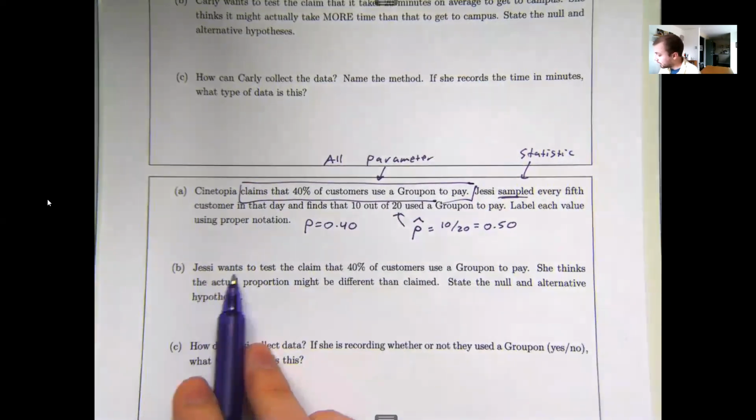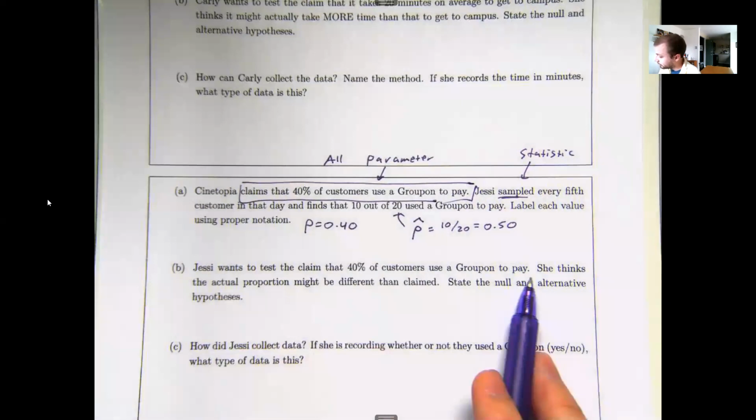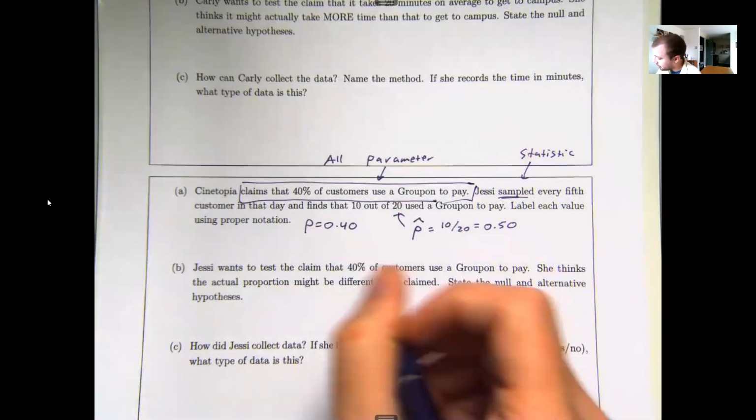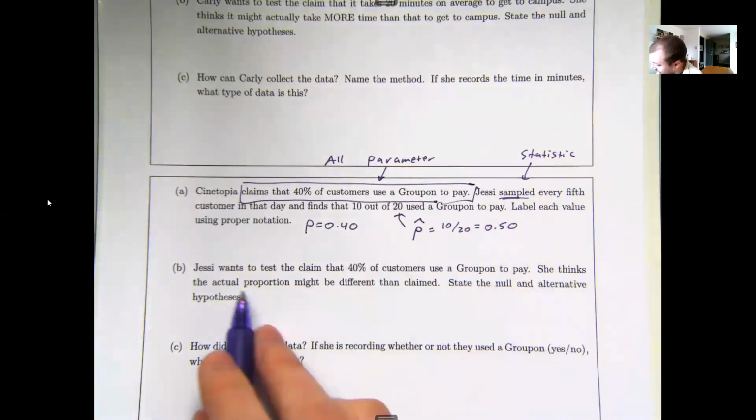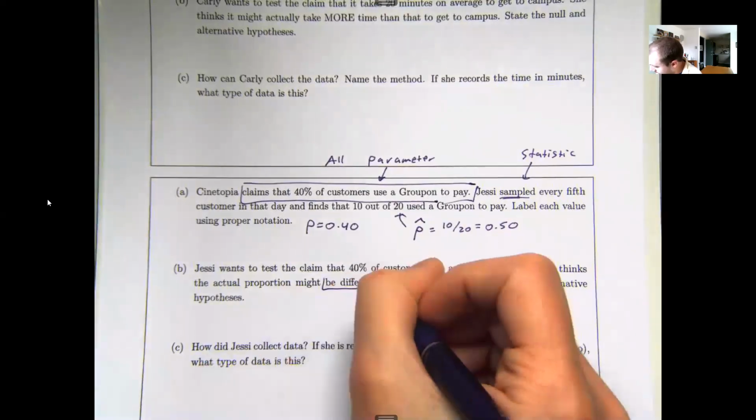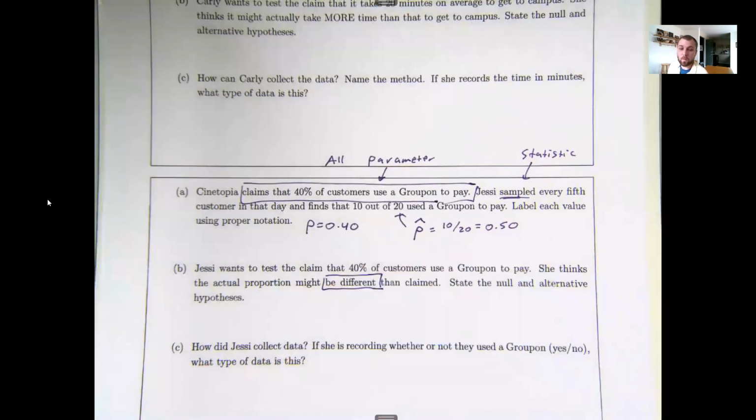Jesse wants to test the claim that 40% of customers use a Groupon to pay. State the null and alternative hypothesis. She thinks the actual value might be different. So she's not sure if it's more or less. She just thinks it might be different than 40%.